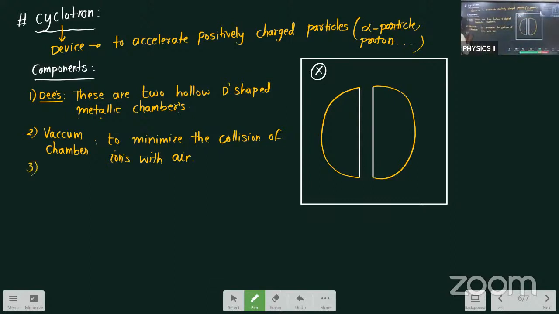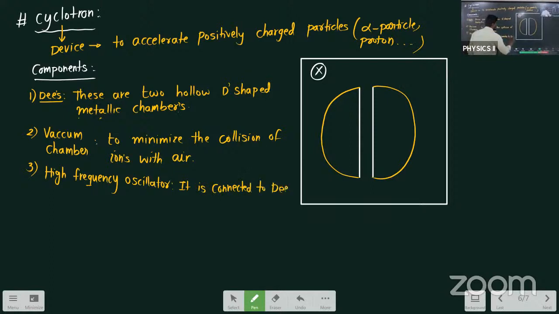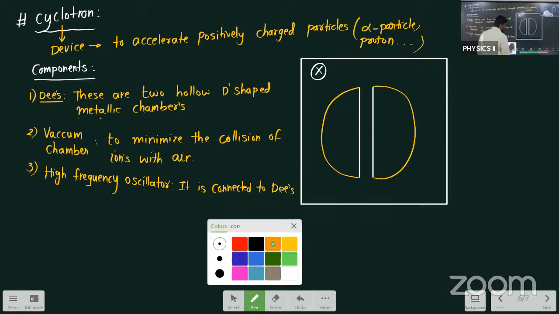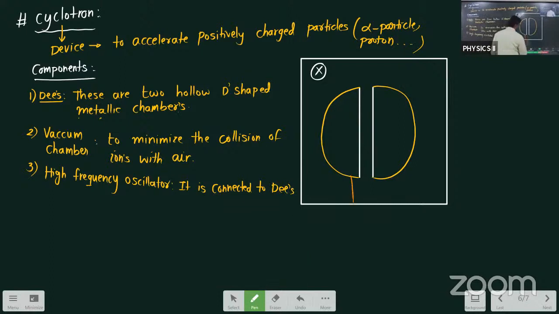Let us see the third component. Third component is high frequency oscillator. Why will we be using a high frequency oscillator? Let us understand. It is connected to the Ds. So here we are connecting one high frequency oscillator, something like this. This is our high frequency oscillator.